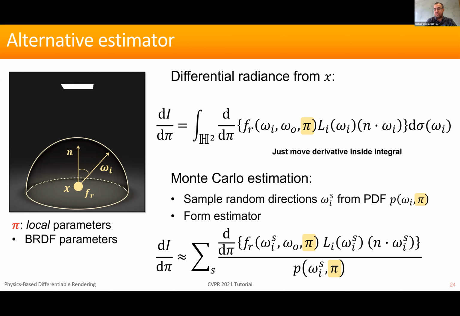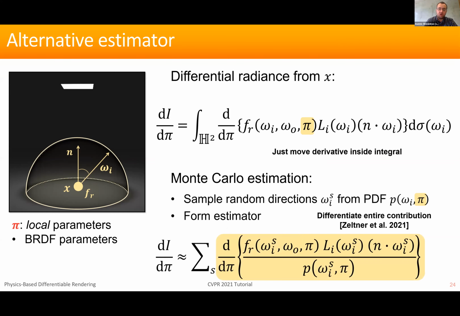In these situations, we can still apply the score estimator, where we differentiate just the numerator and ignore the denominator. But we can also take the approach where we differentiate the entire contribution. We differentiate the ratio of the contribution of a photon, or of a path, and its PDF. There are pros and cons for this.